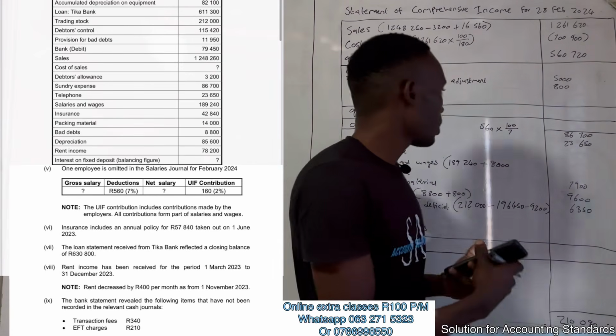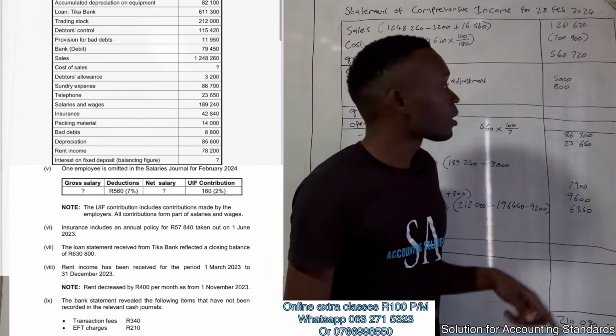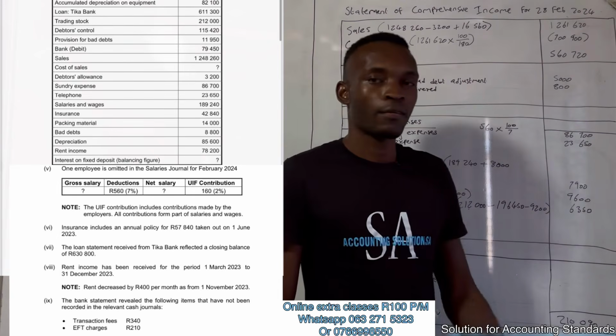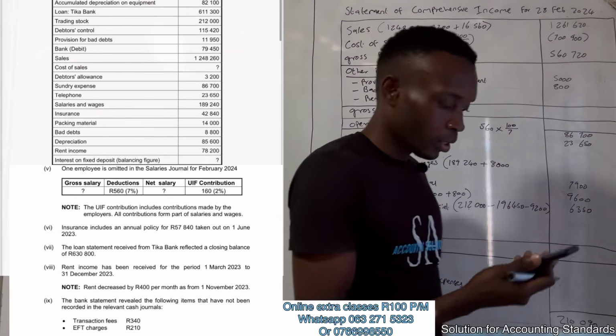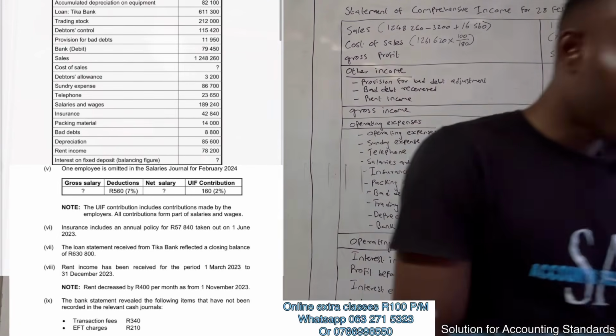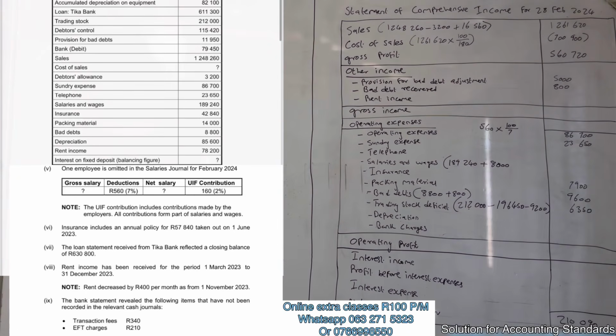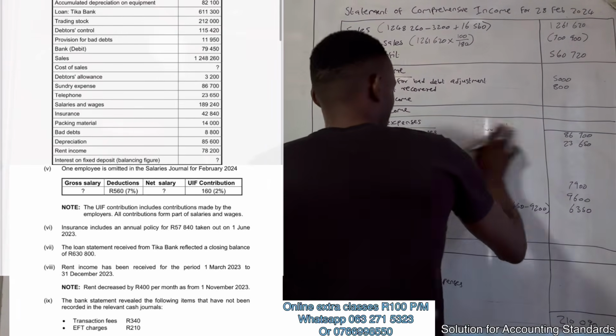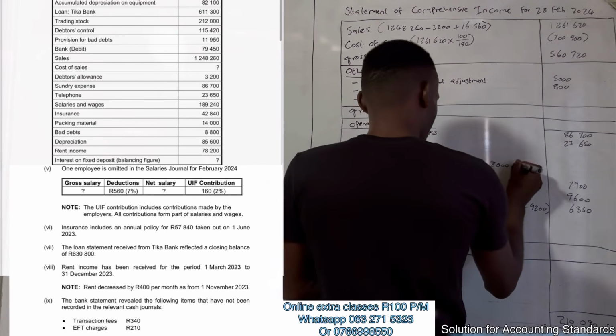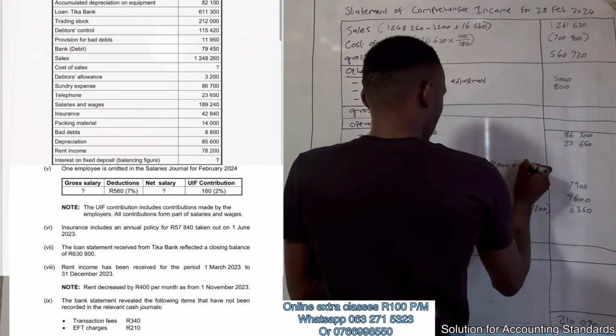That's the amount of gross. If you say 8,000 multiplied by 7%, it will give you 560. Very simple. Okay, then again, remember, we also have to add contribution. Contribution was given, so there was no need for us to do any calculation. Which means that we are just going to say plus 160.